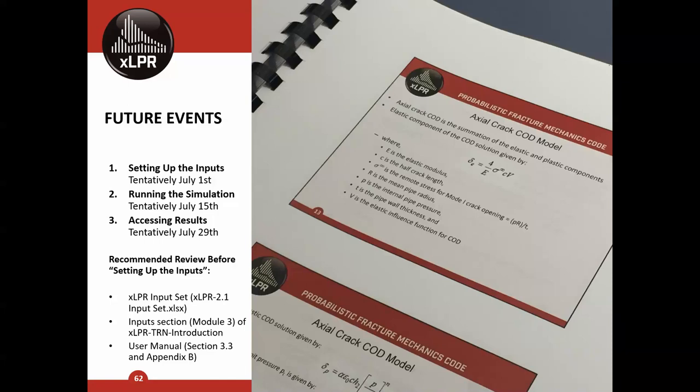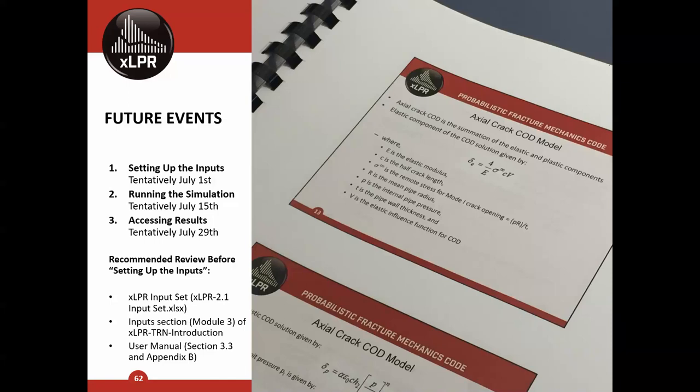Again, these will be to demonstrate some of the key features of the code itself and provide hints and tips. And again, we'll devote a good portion of those sessions to interact with users and answer any questions that they may have. The first one is going to be on setting up the inputs. So we'll talk there about setting up some of the simulation options and defining the distributions and working with the input spreadsheet and the sim editor. To prepare for that, we would recommend, but it's not required, that you take a look at the xLPR input set file. That's the spreadsheet in your release package. That's the file xlpr-2.1 inputset.xlsx.